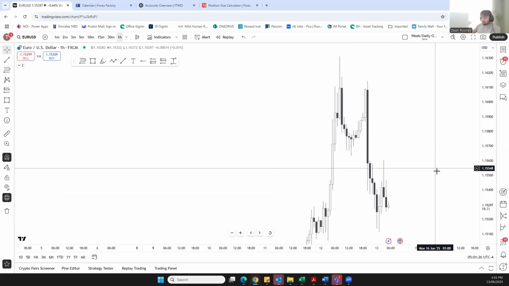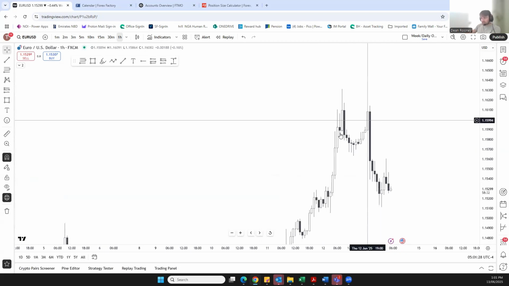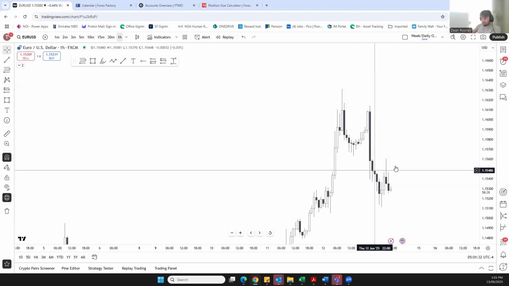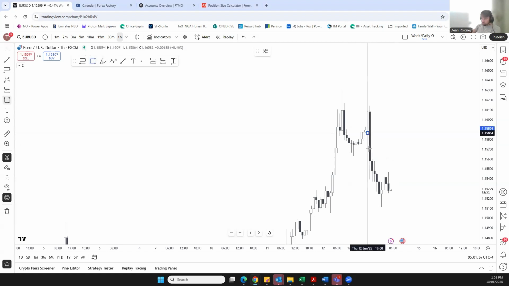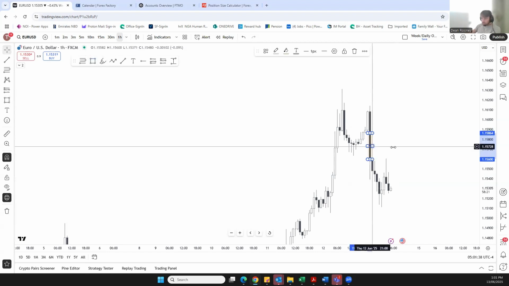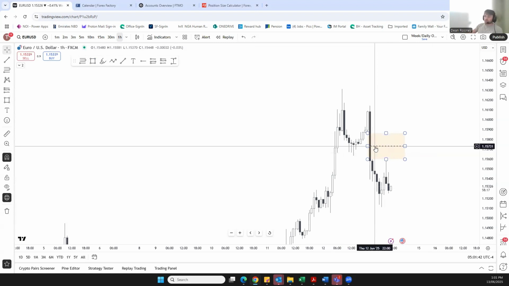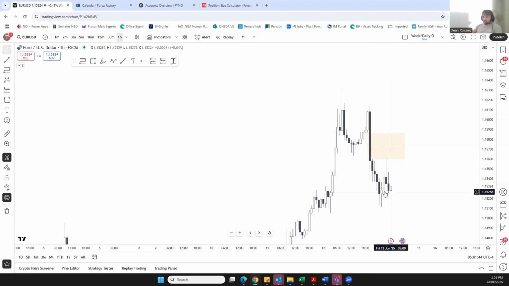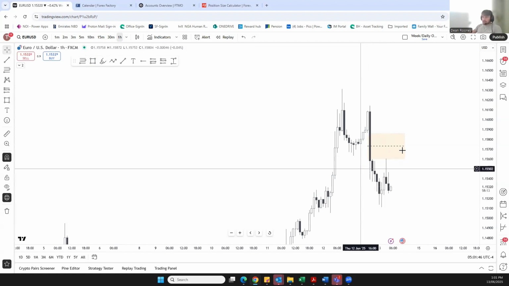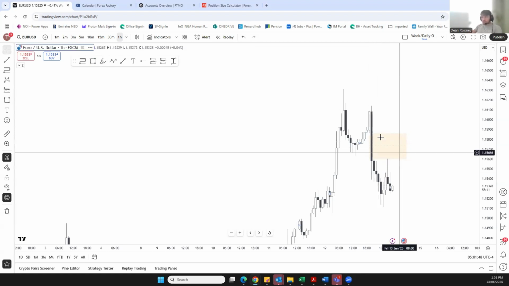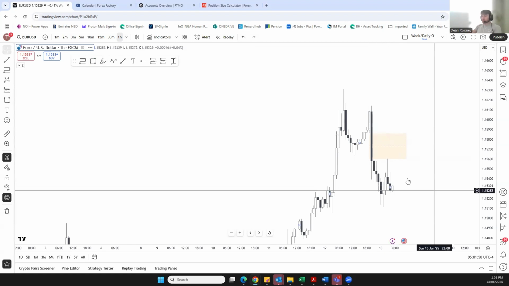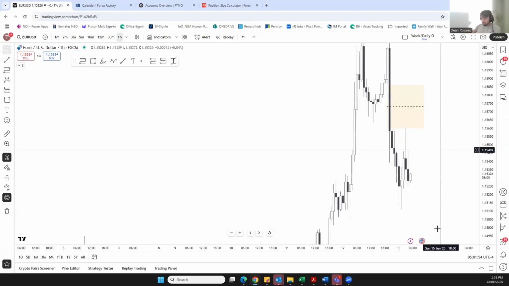What I was looking at was this big reaction we had through the night. So straight away, my eye was drawn to this fair value gap, okay? I'm looking at this and saying, if we are bearish for today, then that should act as resistance. Right, so here, I'm just wanting to show you what's happened.